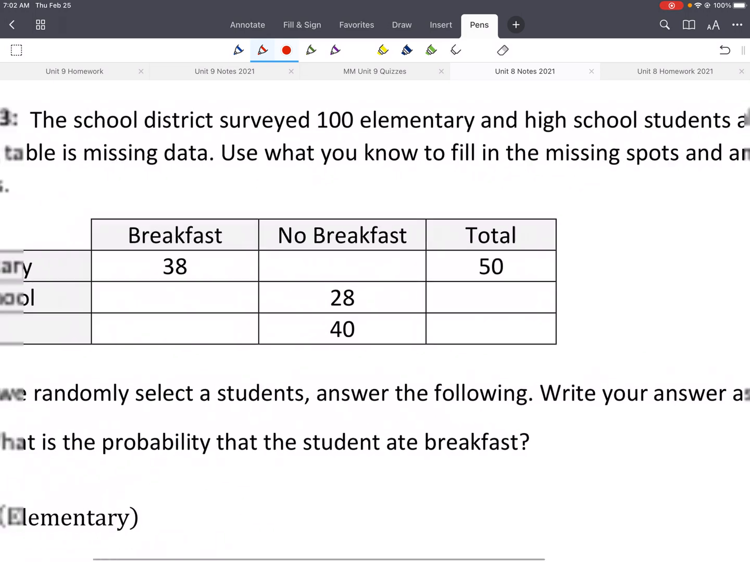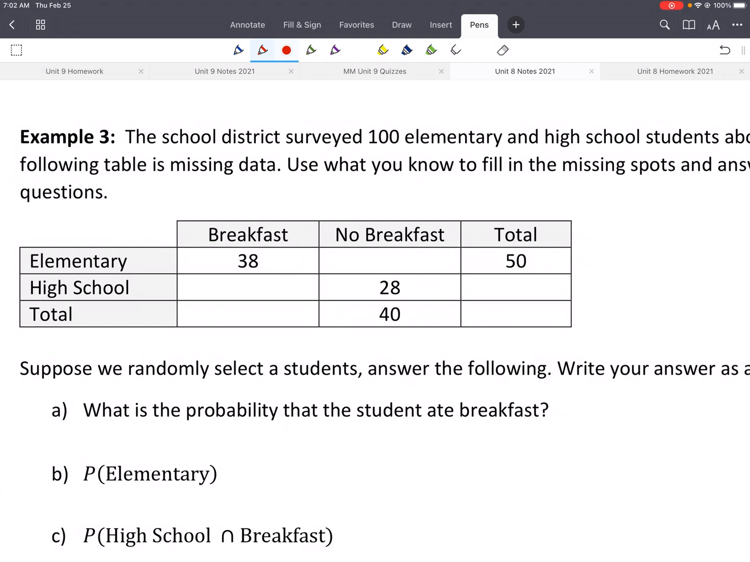So it looks like, since we know these are totals, we need to fill in what we do know. So if the total is 40, how could we figure out what this is? Okay, or if we know that this is 50 and for breakfast was 38, how do we find that missing spot? So hopefully you can figure out what that is. We just need to subtract. So we could do like 50 minus 37. So 50 minus 37 would give us 12. And we can check and make sure that works. Is 12 plus 28 40? Yes.